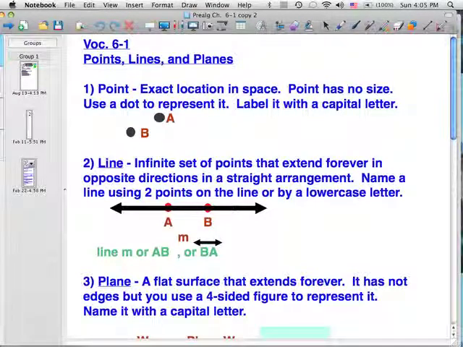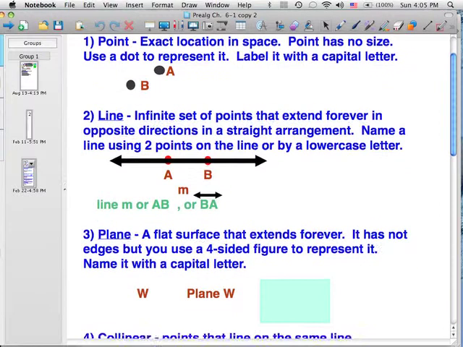A line in geometry is an infinite set of these points that extend forever in opposite directions in a straight arrangement. We name a line using 2 points on the line, or we can name it by a lowercase letter. So this is line M, or line AB, or line BA. And the symbol for a line is just a bar with 2 arrows at either end.